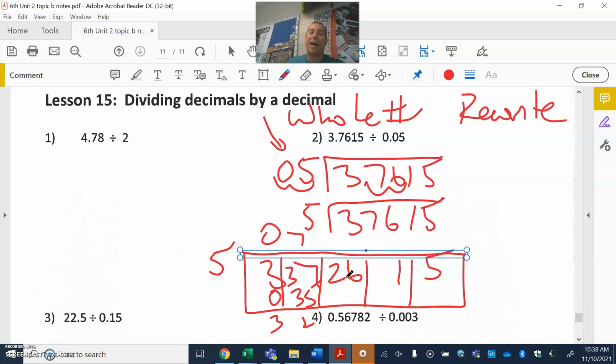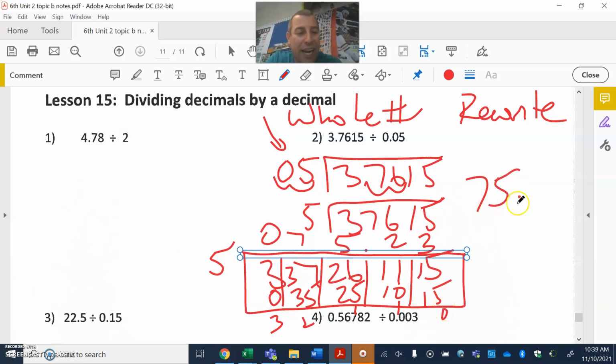How many groups of 5 can I take out of 26? How about 5? Let's multiply, let's subtract, let's bring it on up. How many groups of 5 can I take out of 11? Well, that would be a 2. So there's my 10, subtract, I get a 1. And look at this, 5 times 3 is 15. 0, I don't have to add anything on. We're done. 75 and 23 hundredths is our answer.